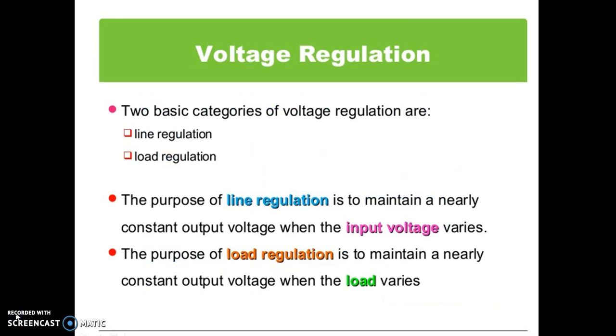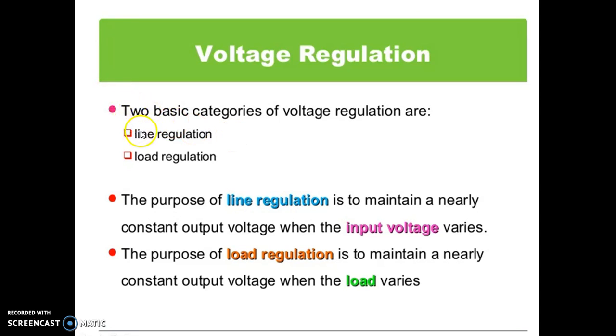Let us see what voltage regulation is. There are two basic categories of voltage regulation. When we say voltage regulation, there are two main things involved. One is called line regulation, the other is load regulation. The purpose of line regulation is to maintain a nearly constant output voltage when the input voltage varies.